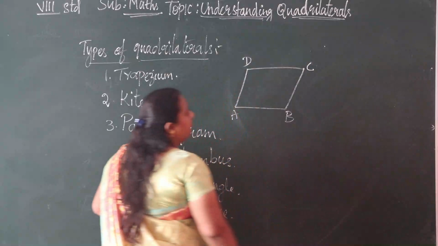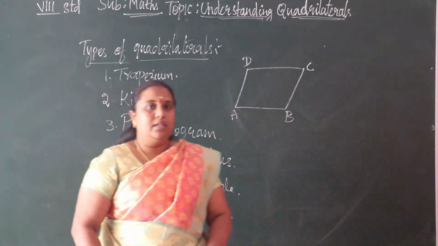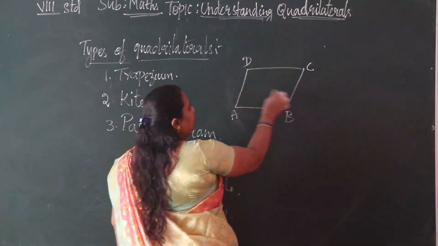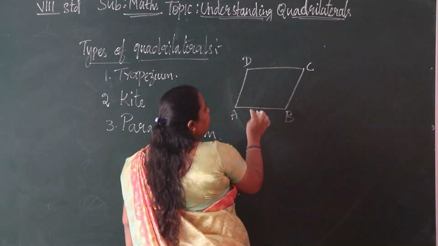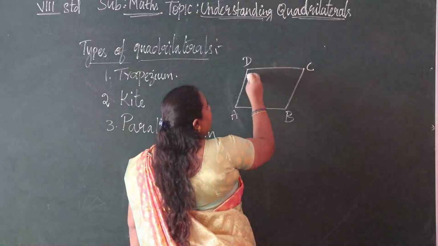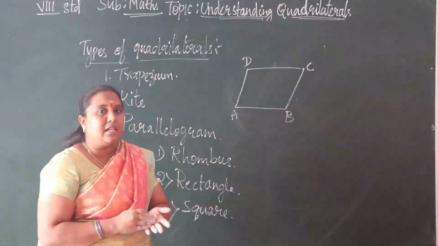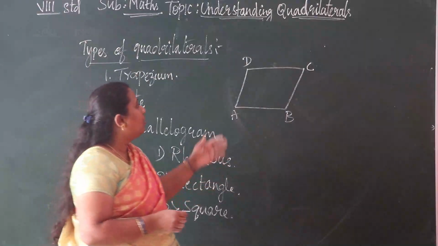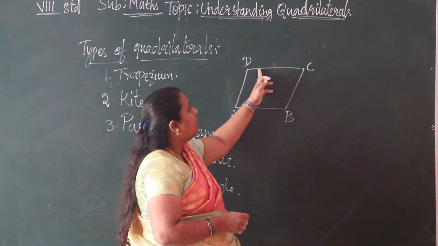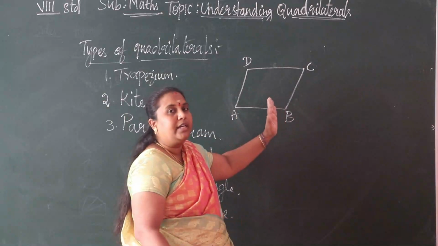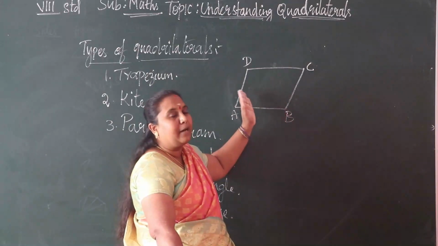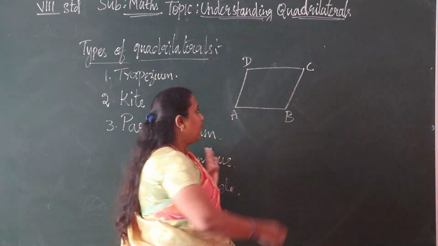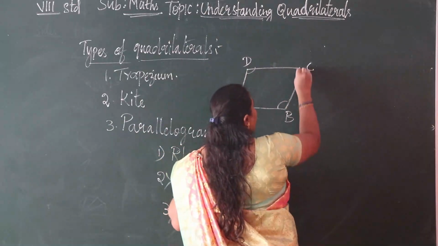So in a parallelogram, opposite sides are equal and opposite angles are equal. See, opposite sides are equal and parallel. If opposite sides are parallel, then those sides are equal. In a parallelogram, opposite sides are parallel and equal and opposite angles are equal.